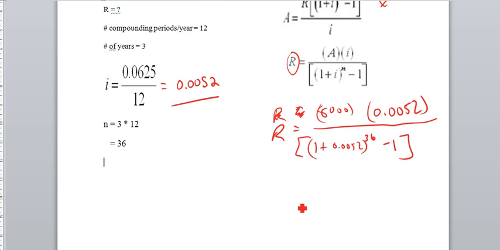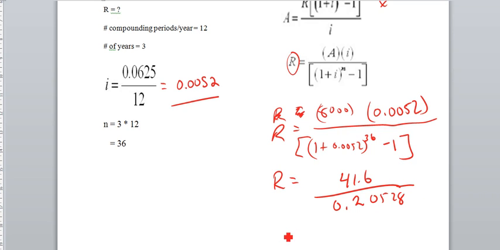Now you can do it bit by bit. R equals, and let's do the top. So we got 8,000 times 0.0052 is 41.6, and we do the bottom, and you do it a little bit at a time if you want. 1 plus 0.0052 to the power of 36 equals 1.205283683 minus 1, and then we get that horrible looking decimal, 0.20528. Try not to round very much.